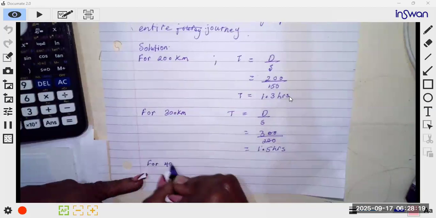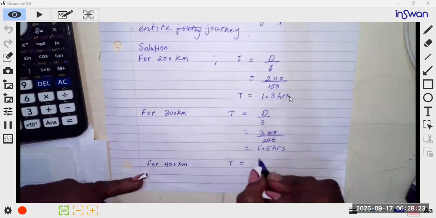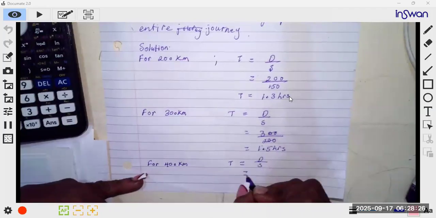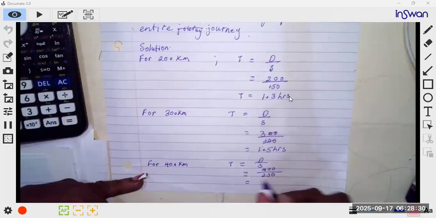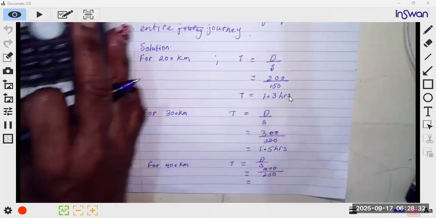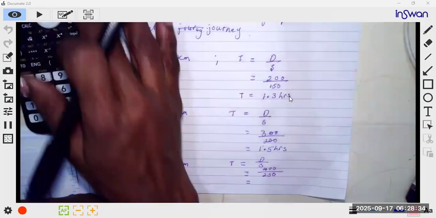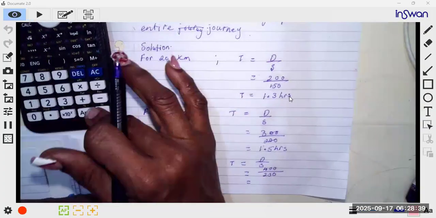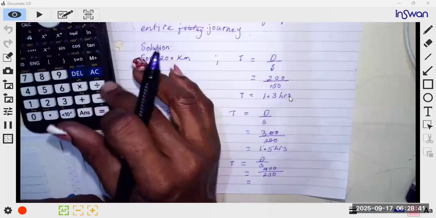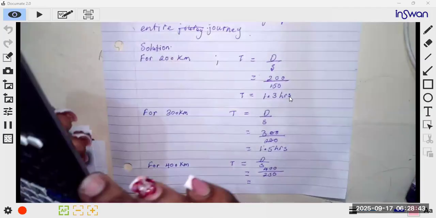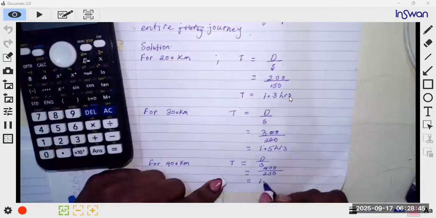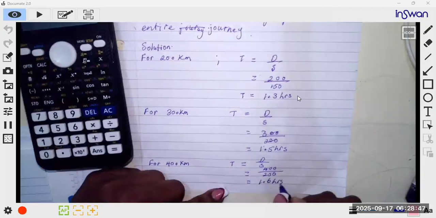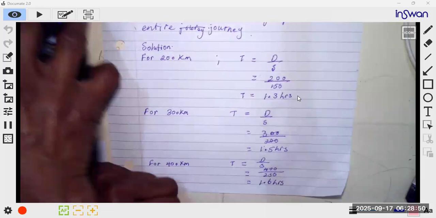For 400 kilometers, the time is equal to the distance divided by speed. My distance is 400 divided by my speed, which is 250. So 400 divided by 250. The answer will be 1.6. All right, so you're seeing that the answer is 1.6.